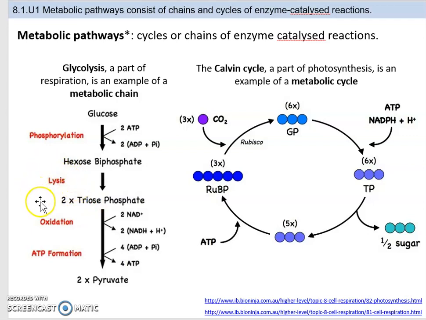Again, it's enzyme controlled. Oxidation, essential that you understand the differences between oxidation and reduction. And remember all the work that we did from previous units.